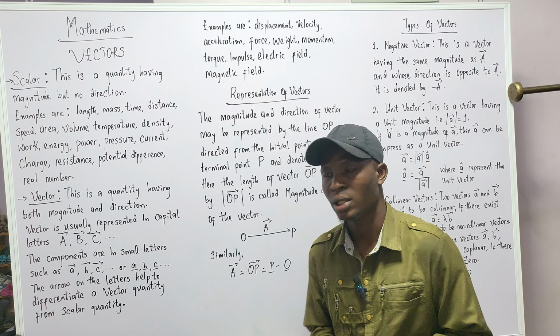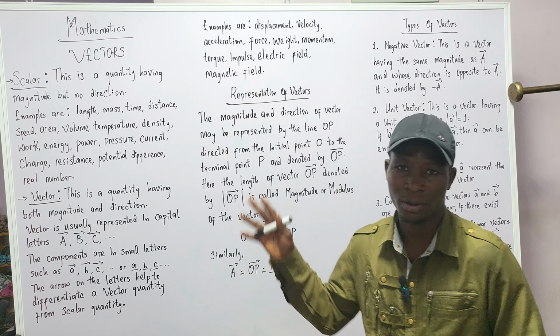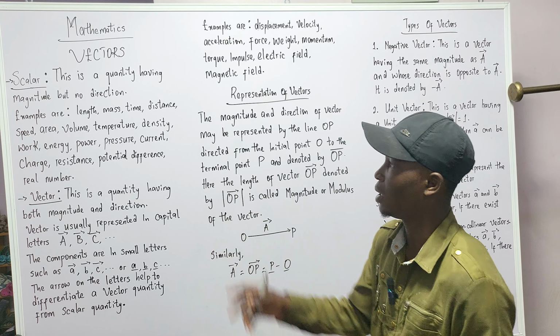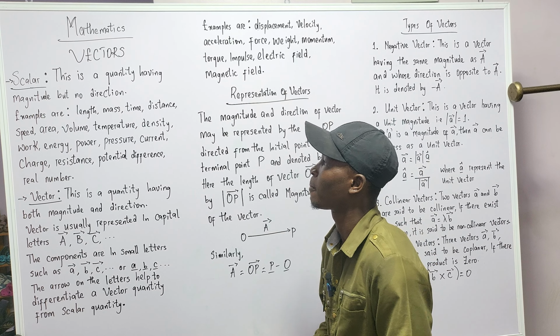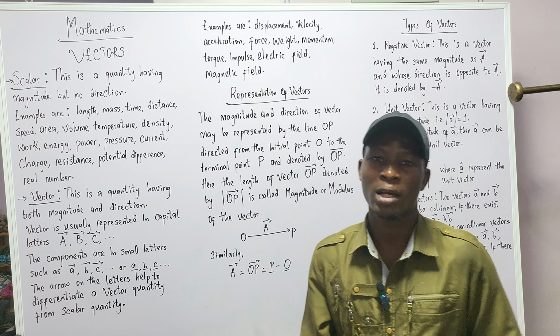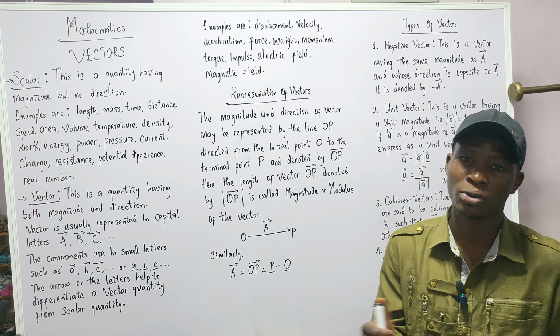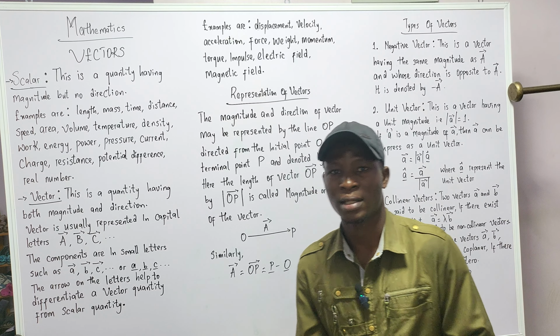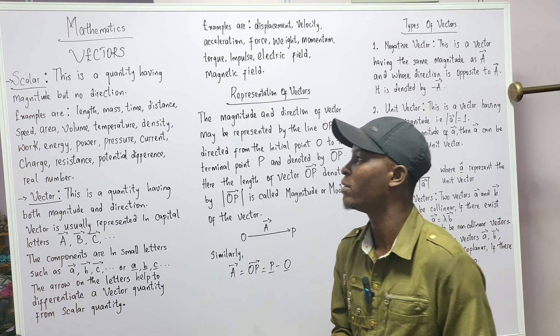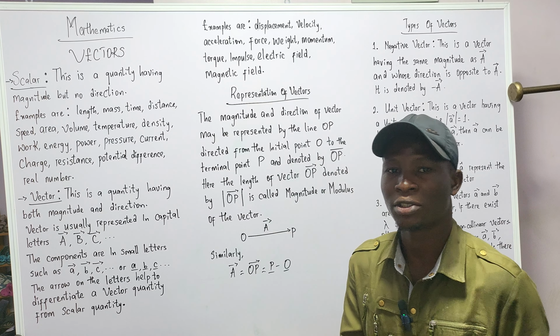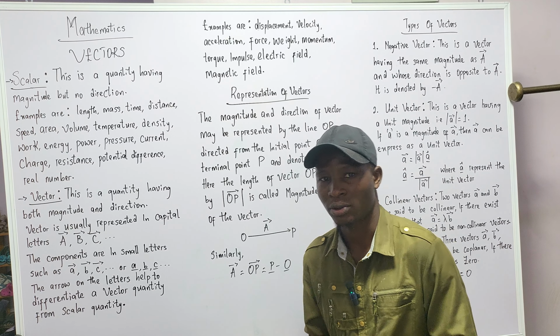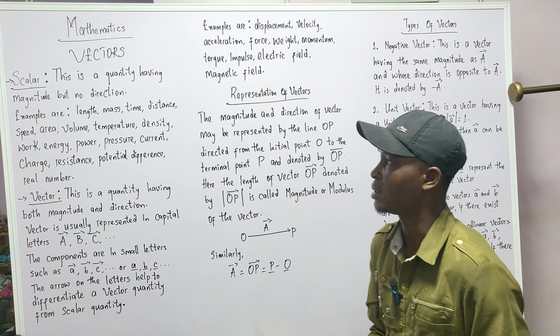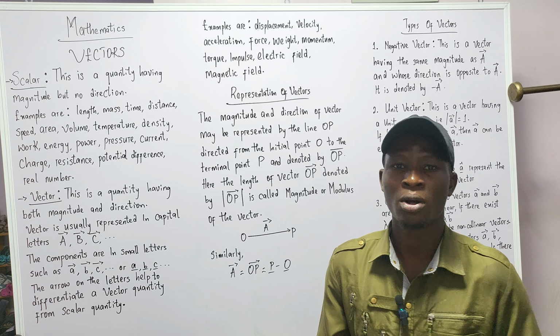So today we'll be dealing with vectors. Let's start with the scalar. A scalar is a quantity having magnitude but no direction. You know what a scalar is: a quantity having only magnitude, just size but no direction. So that's what a scalar is.